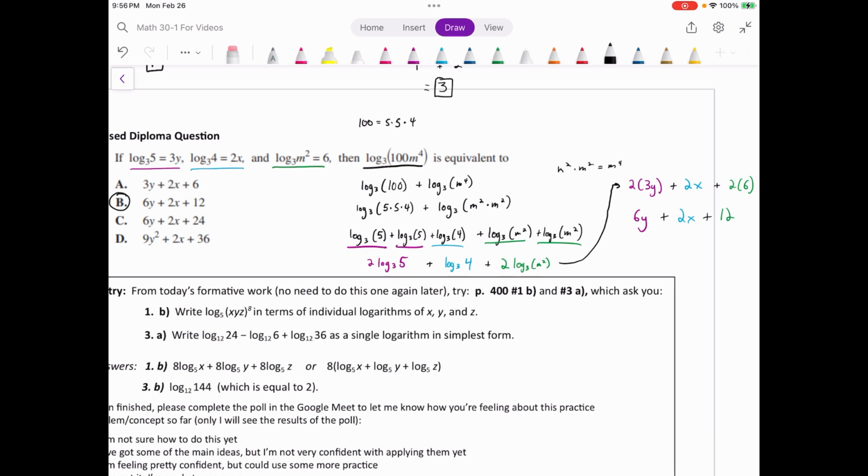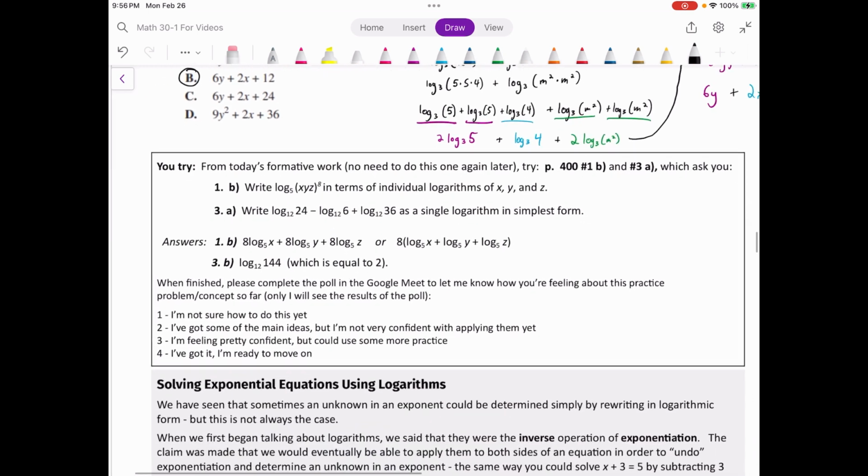So all we needed to do was see if we could break this down into things that we knew about, right? So rethink of 100 expressed in terms of 5 and 4, and rethink of m to the 4th expressed in terms of n squared. Get those into individual logarithms because we know the values of those logarithms, and see what it simplifies out to. All right, so go ahead and give this one a shot.